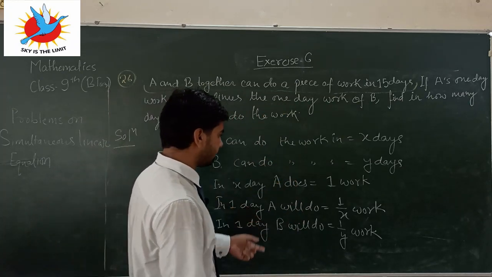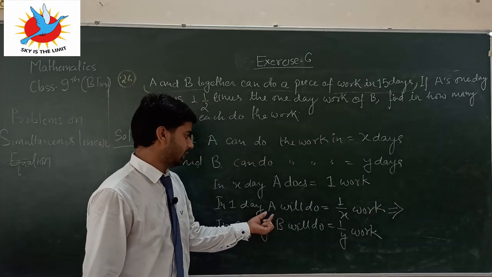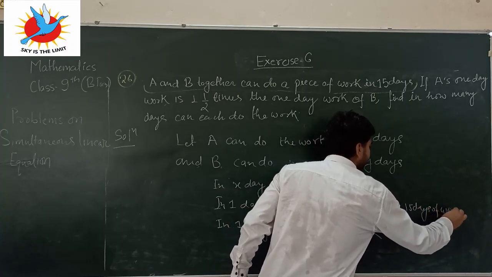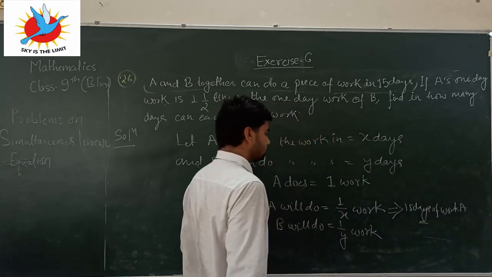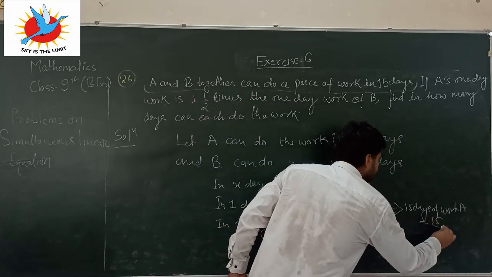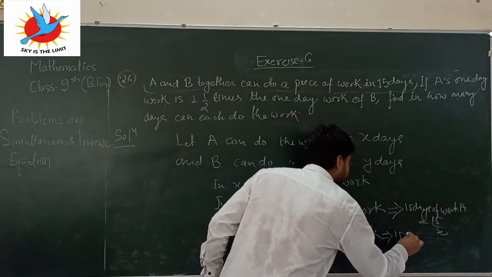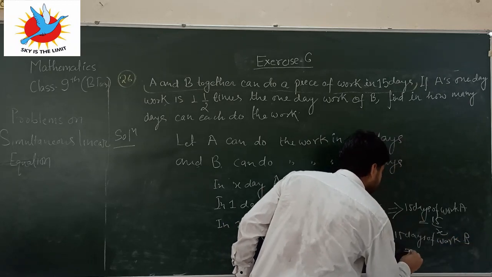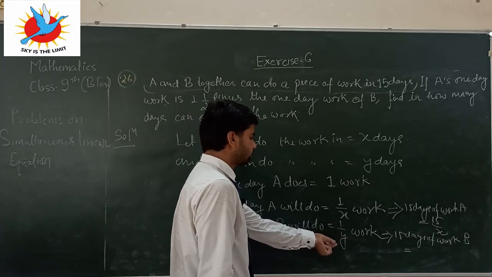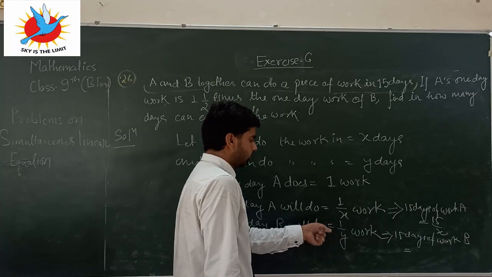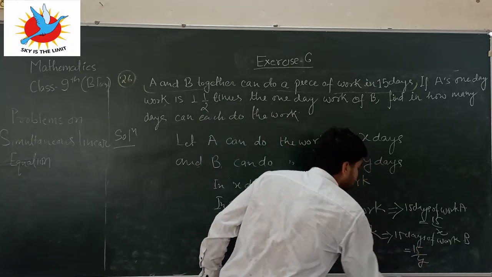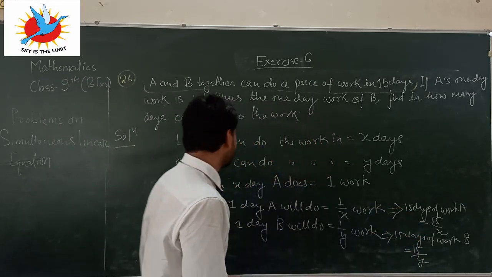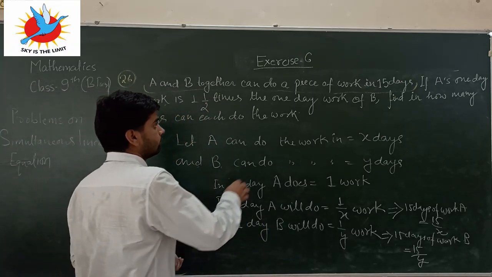Okay, so 15 days work of A. From here this is the 1 day work of A, so we can calculate the 15 days of work of A, and that will be equal to 15 by X. Now 15 days work of B: 1 day work is 1 by Y, so 15 days work will be 15 multiplied by the 1 day work, and that will be equal to 15 by Y. Okay, so the 15 days work of A is 15 by X, and the 15 days work of B is 15 by Y, and if they work together, the work is done in 15 days.